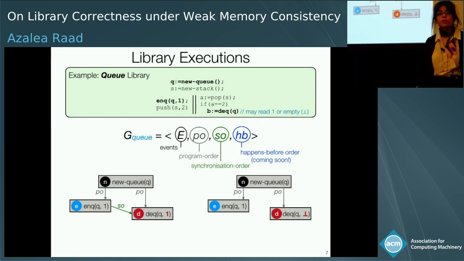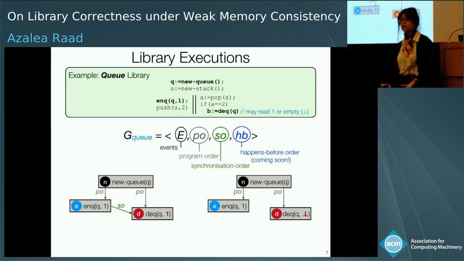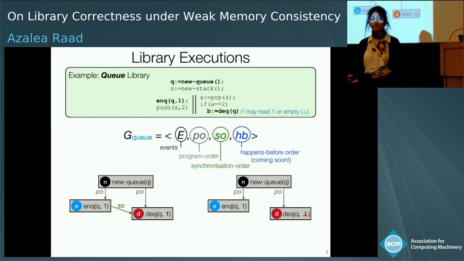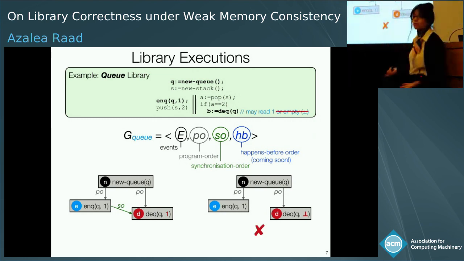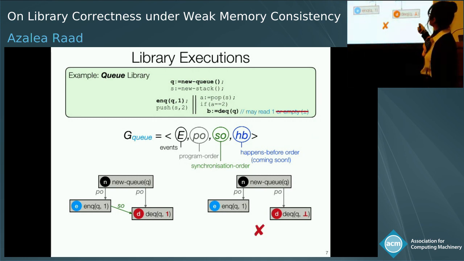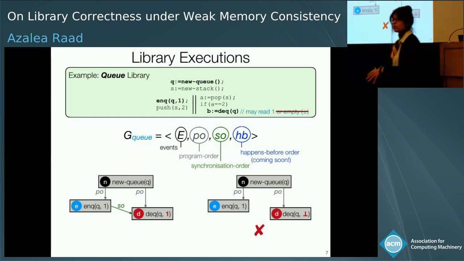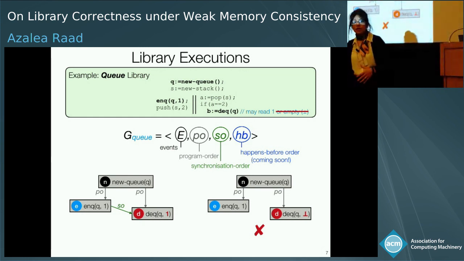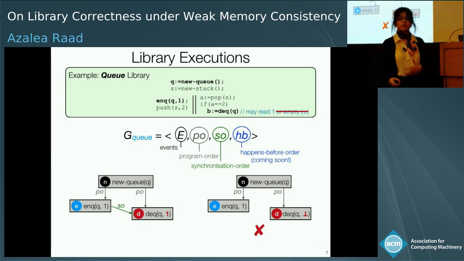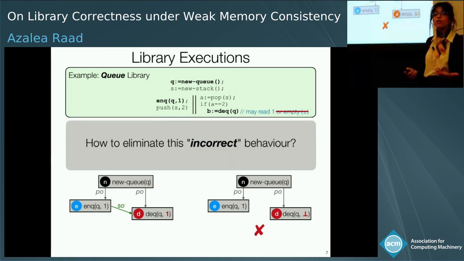For those of you in the weak memory world, this is basically the message passing idiom translated to the library setting. So I want to eliminate this bad behavior. But the reason I'm not allowed to read empty here is because of the synchronization that's going on between the stack operation, between the push and the pop. So focusing just on the queue execution, I won't be able to capture that. So as a result, I'm going to look at the bigger execution of the entire program and see how I can stop this bad behavior.